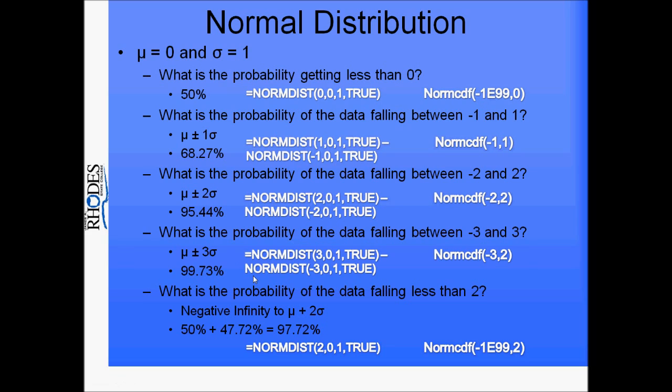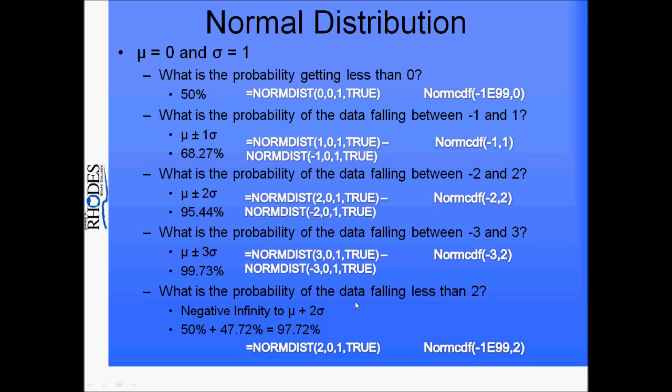Next one is the probability of going between -3 and 3. Actually, I have an error here. Hopefully you guys caught this too. Instead of normal CDF -3 and 2, because that's not what it says. It says between -3 and 3. So we need to make sure that's actually not a 2, but a 3, and you should get 99.73. And then the Excel formula, that one looks right. So you're going to go from 3 to -3.